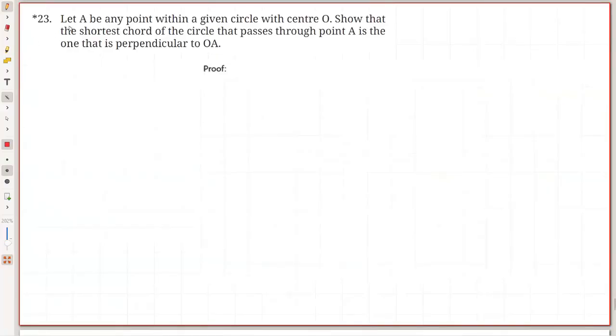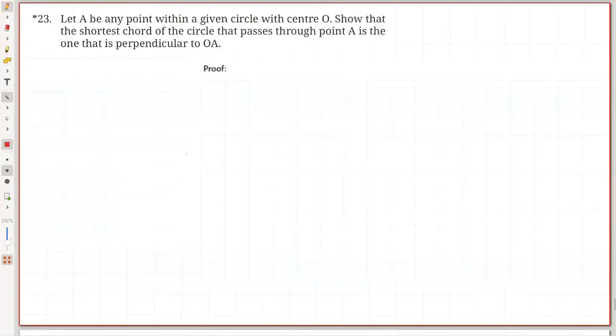Question number 23: Let A be any point within the given circle with center O. Show that the shortest chord of the circle that passes through the point A is the one that is perpendicular to OA. So we take A as a point within the given circle with center O, and we have to show that the shortest chord through A is the one perpendicular to OA.